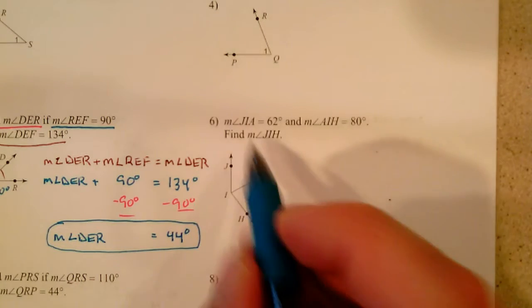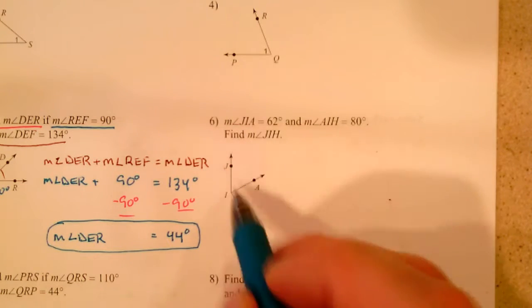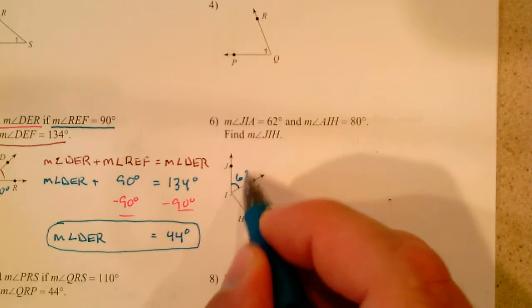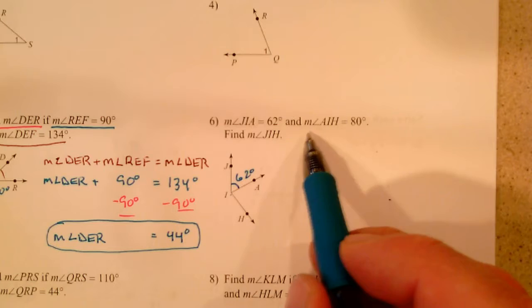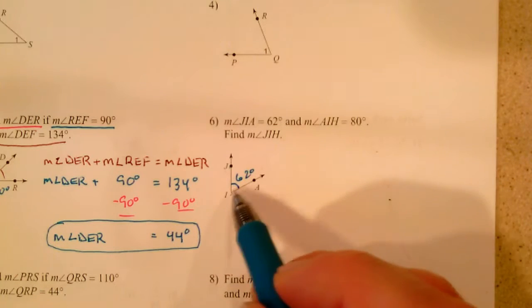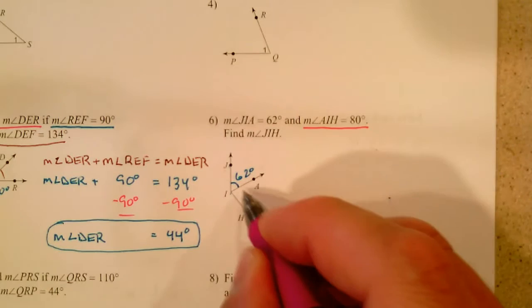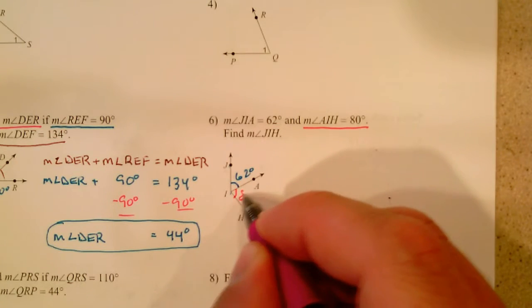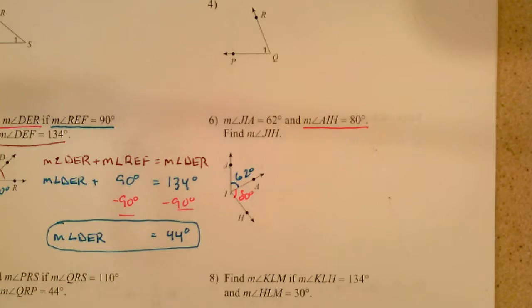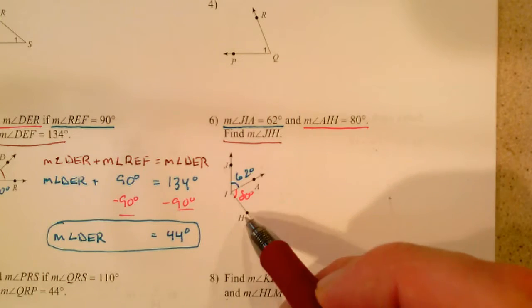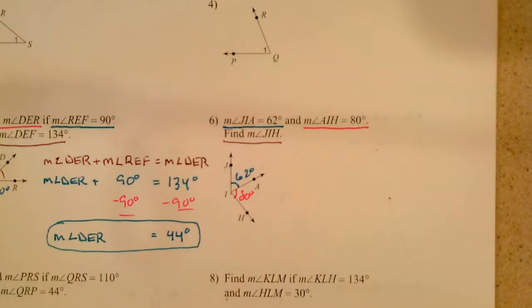Alright, let's do another one here. Next door we've got measure of angle JIA. JIA is 62 degrees. Measure of angle AIH, that one over here, AIH. That's 80 degrees, and we're trying to find JIH. JIH, that's the big angle on the outside.